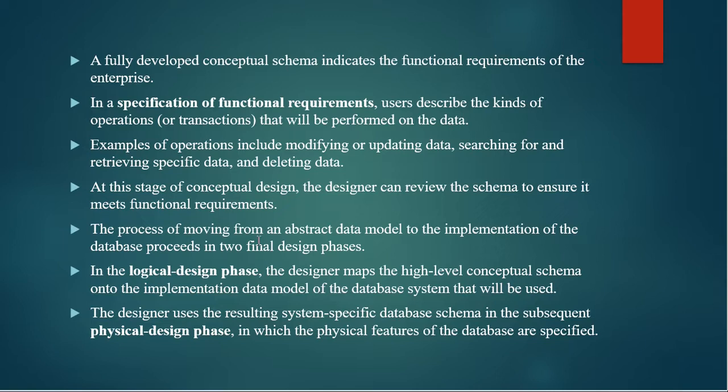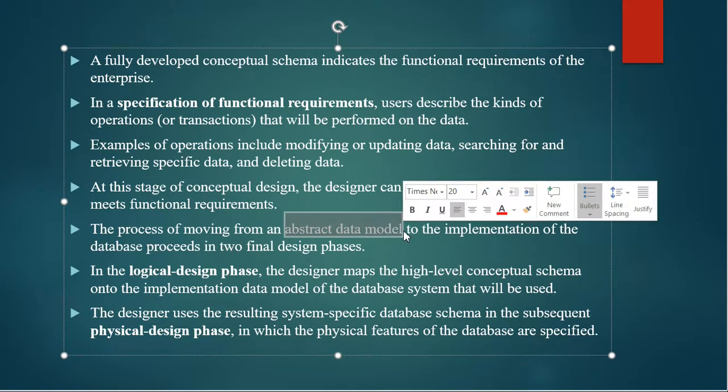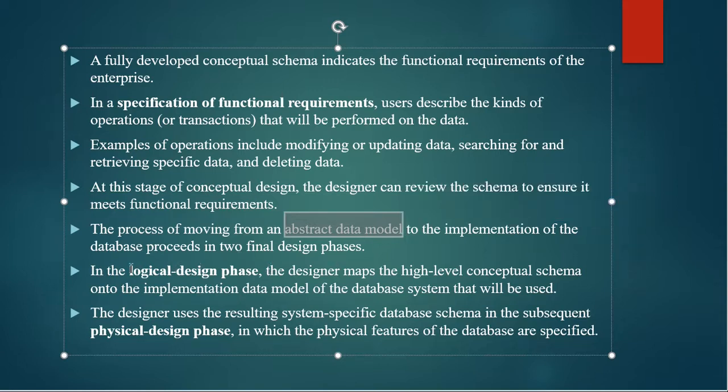Then the process of moving from an abstract data model to the implementation of the database proceeds in two final design phases. We have seen the term abstract. What do you mean by abstract, and how does this abstract data model work? Now moving from a low level to a higher level, from a crude level to a much more detailed level. So you have two phases: one is the logical phase and the other one is the physical design phase.